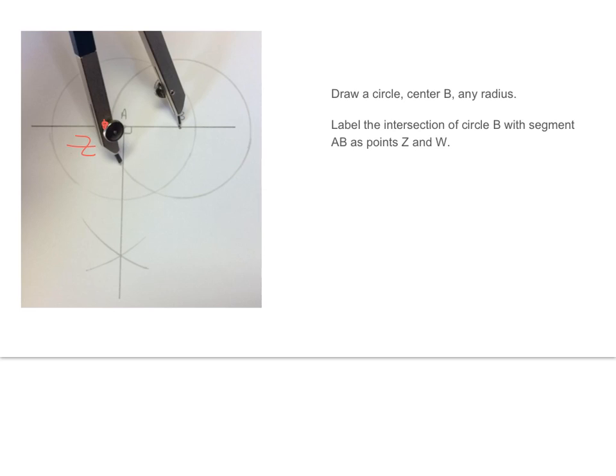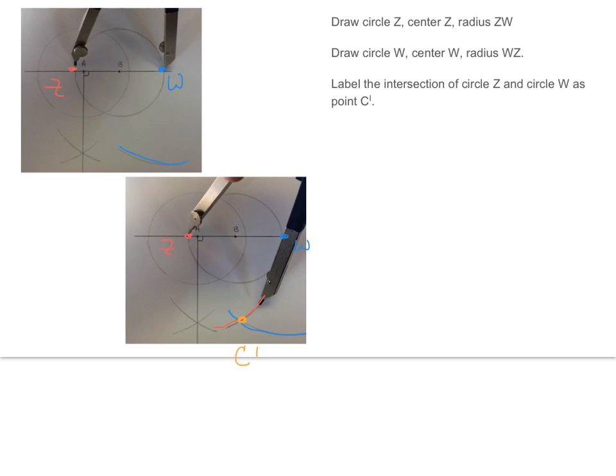So this right here is the line we just drew, and now we're doing it again. Ooh, that W is not correct. Phew, that was close. And this is the line that we drew last slide. Okay, next we're going to draw circle Z, center Z, radius ZW. Actually, we'll have to come down here to see it because I put the pictures in the wrong order. So center Z, radius ZW.